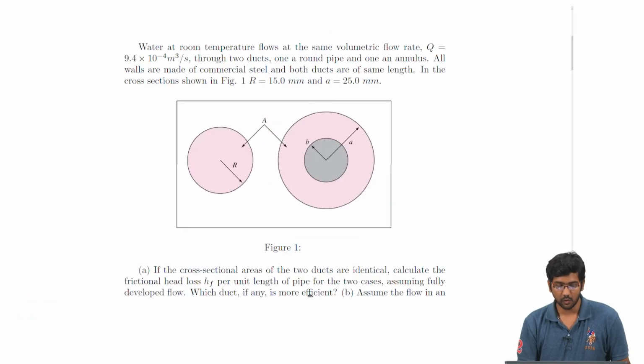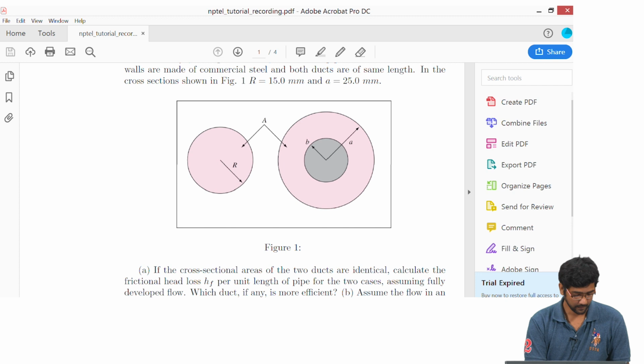So, the problem that we are going to solve today is this: water at room temperature flows at the same volumetric flow rate Q equals 9.4 x 10^-4 meter cube per second through two ducts. One is the round pipe, the other is the annular pipe, which you can see in the figure, and all walls are made of commercial steel, and both ducts are of the same length and the dimensions are given. So, our objective is to calculate the head loss in the two pipes and comment on the efficiency of the two pipes. So, let us see how to solve this.